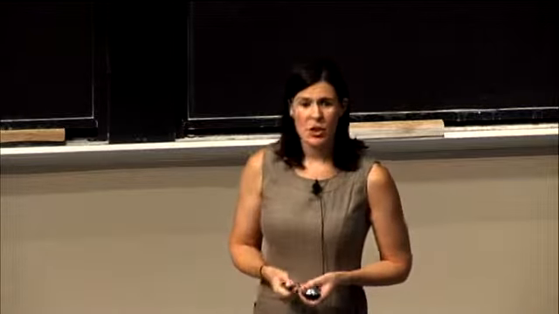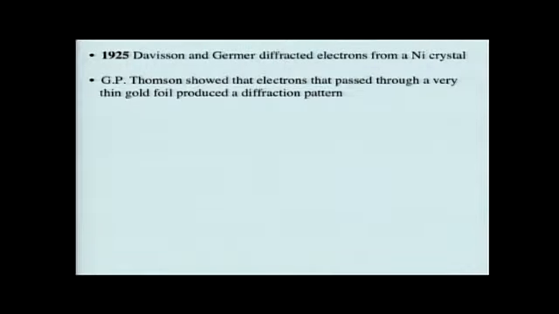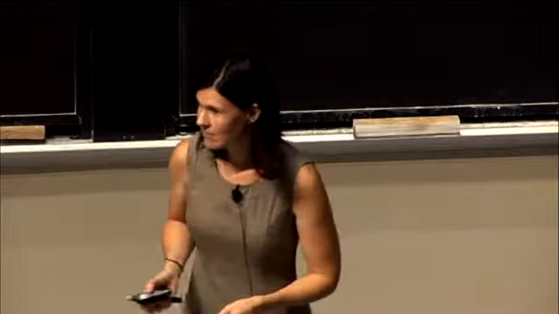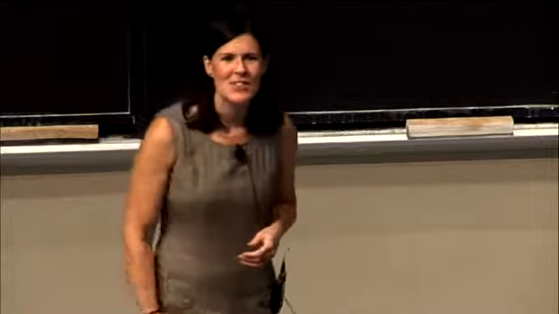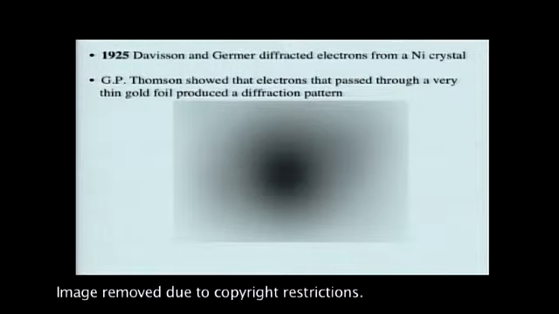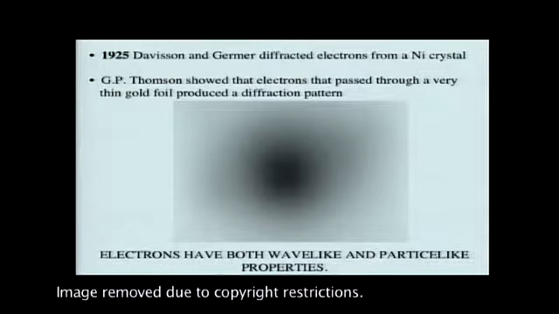And G.P. Thomson showed a similar thing. What he did was he diffracted electrons through a very thin gold foil. And this is a picture from your book here showing the diffraction pattern of an electron going through that gold foil. So you can see that, in fact, it's confirmed that an electron can have both wavelength and particle-like behavior. And it turns out that Davisson and Thomson shared a Nobel Prize for this discovery of seeing the wave-like behavior of electrons.